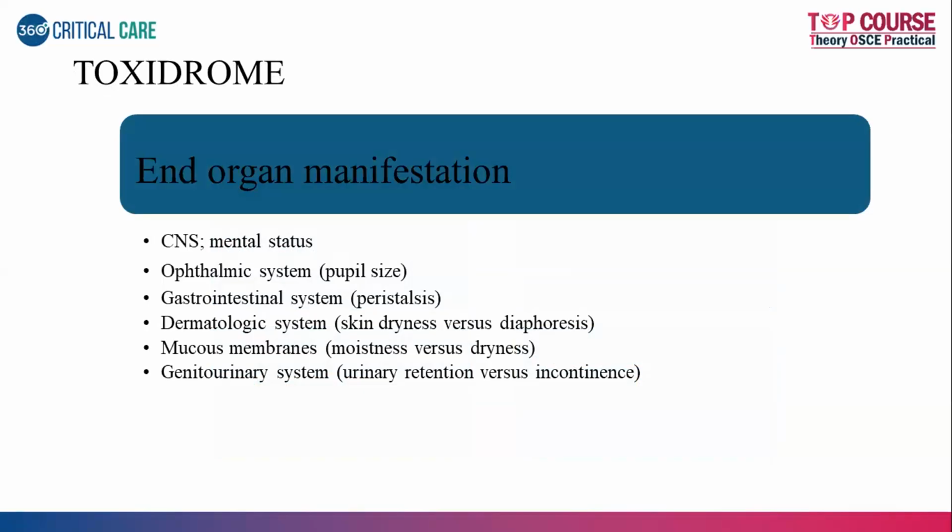The first one is your CNS, so we are going to check the mental status of the patient. We are going to check the ophthalmic system in the form of pupil size. We'll check the gastrointestinal system function in the form of the presence or absence of peristalsis, the dermatologic system as to whether the skin is dry or the patient is diaphoretic, whether the mucous membrane is dry or moist, and the last is your genitourinary system in the form of urinary retention or urinary incontinence. So these are the end organ manifestations in a toxidromic approach.